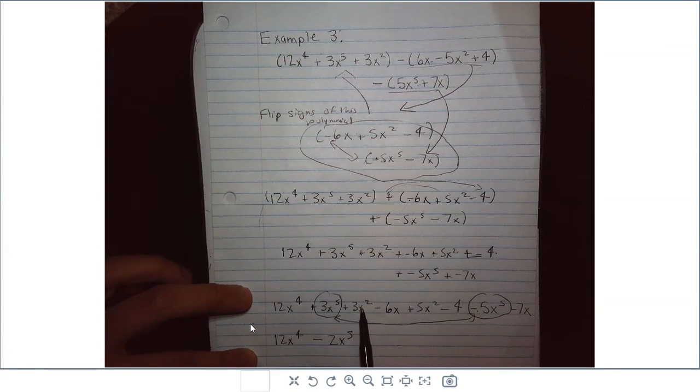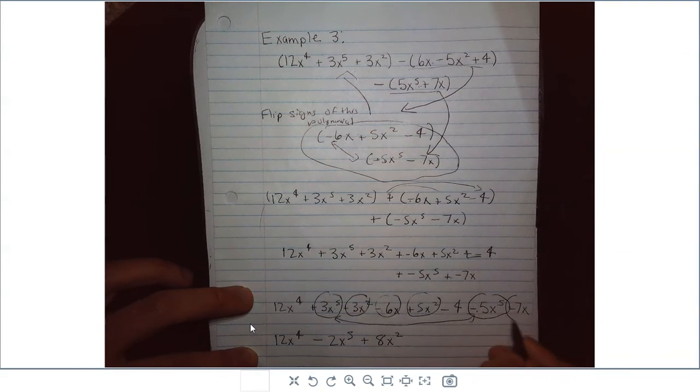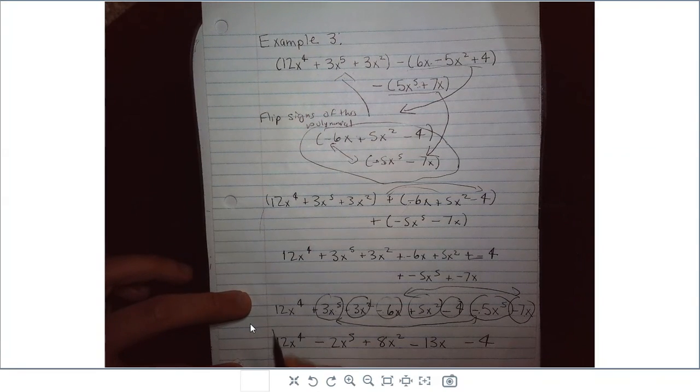Does 3x squared have any like terms? Of course it does. It's a like term with 5x squared. So again, we're adding the coefficients of each term. So 3 plus 5 is equal to 8, and then, of course, the x squared. Negative 6x is a like term with negative 7x. So negative 6x minus 7x is equal to negative 13x. And then finally, negative 4, which doesn't have any like terms. So this is our final answer.